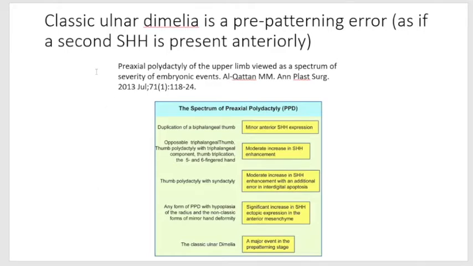So I wrote another paper, which I think summarizes my thinking about what I call the spectrum of preaxial polydactyly. It's published in the Annals of Plastic Surgery a few years ago. Now, like I said, minor anterior sonic hedgehog expression will lead to regular duplication of a thumb, biphalangeal thumb. If you increase the sonic hedgehog further, you get the opposable triphalangeal thumb, and also thumb polydactyly with triphalangeal component, six-fingered hand. Moderate increase, even more, you get the duplications on the preaxial side with syndactyly.